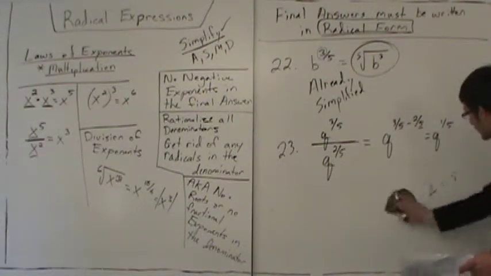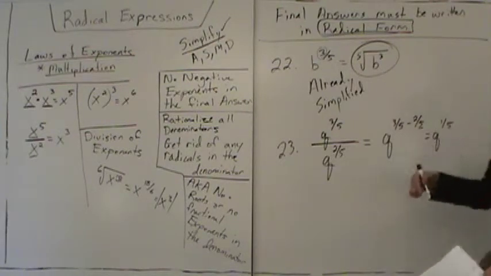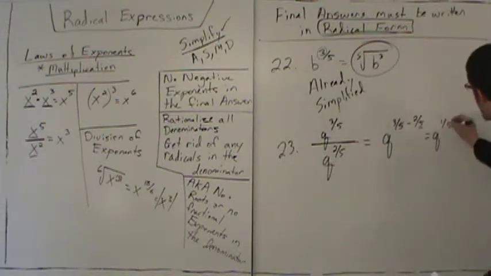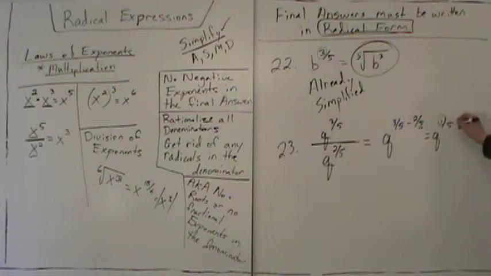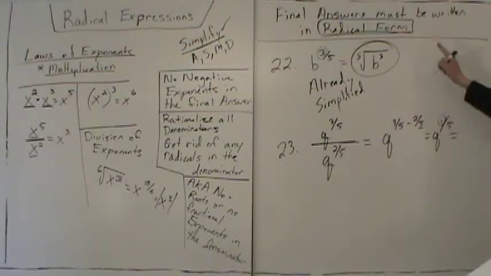Now, question, are there going to be groups that come out? No. Why? Because the numerator is smaller than the denominator. However, we need to write our final answer in radical form, so this is the fifth root of q to the first power.